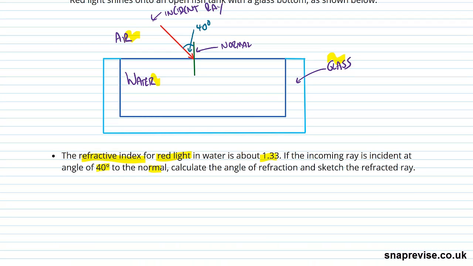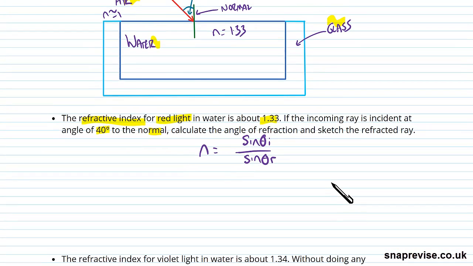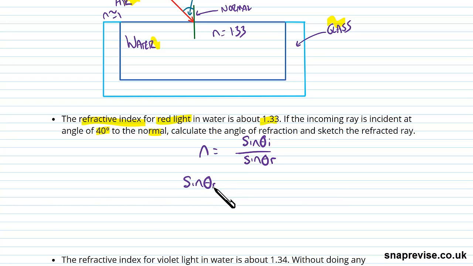Well, what equation are we going to use here? They want the angle of refraction. So here we've got our bog standard air/vacuum, n is approximately equal to 1. And we've got the refractive index of red light in water, n is 1.33. So we can work out what it is using our standard Snell's law: n equals sine theta i over sine theta r. So then we're going to rearrange to find sine theta r is just equal to sine theta i over n.